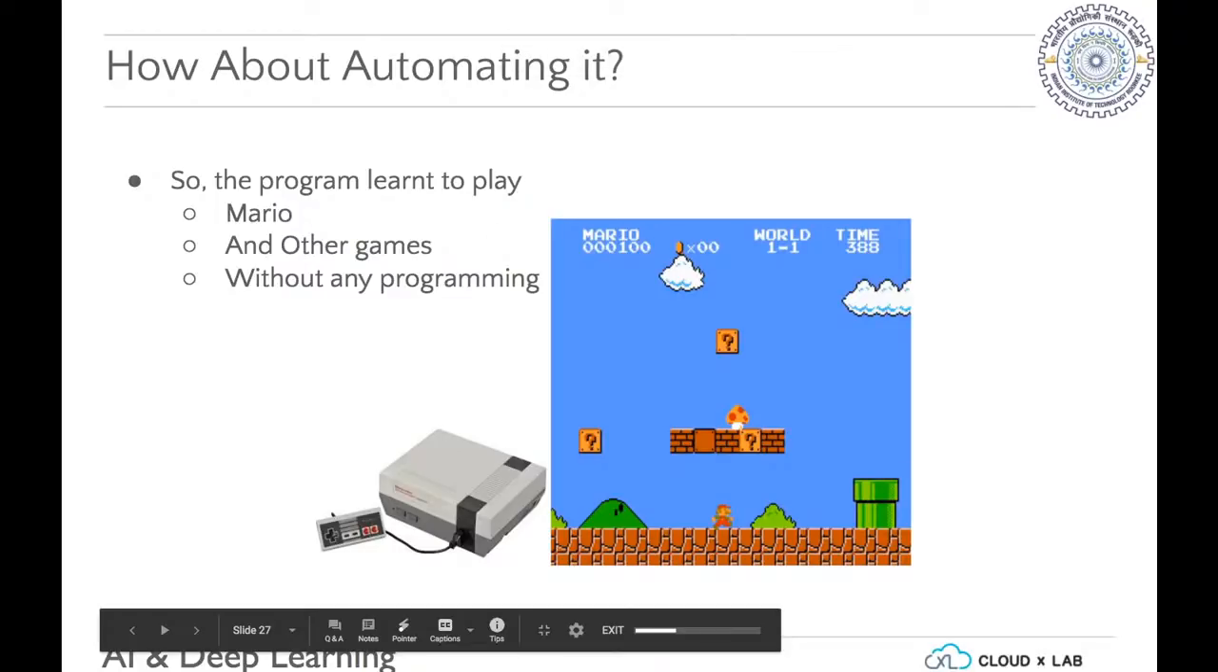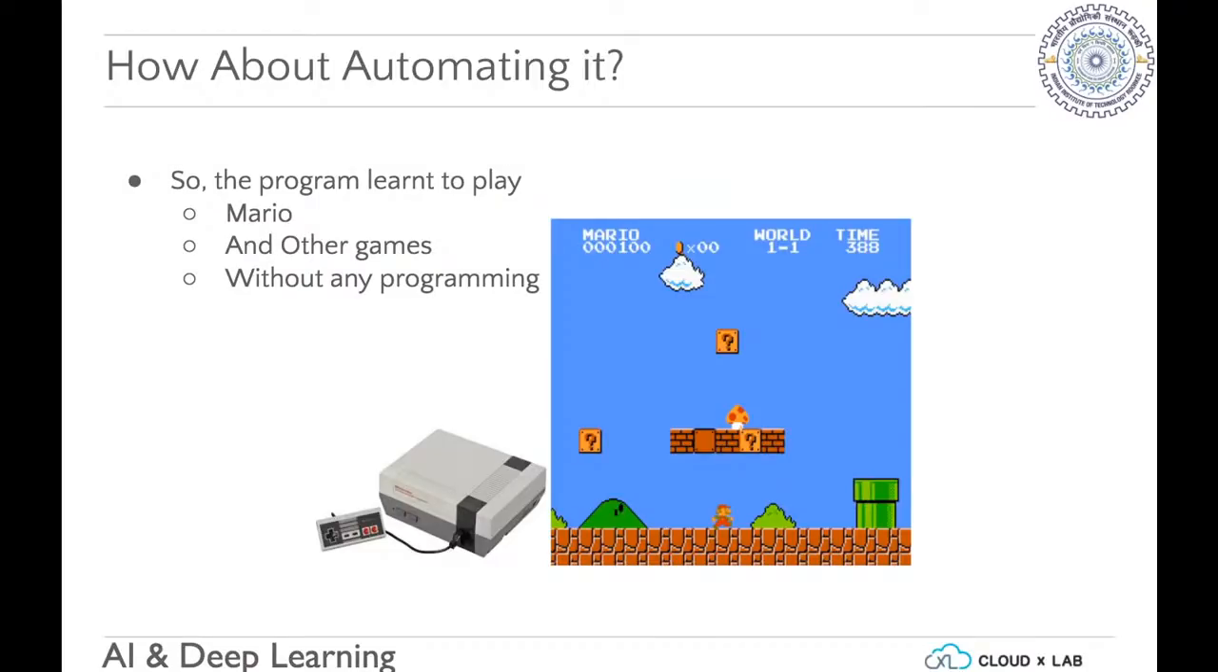All right, so this is what we did, and what we showed you was that the program, or the computer, or the algorithm learned to play Mario and other games without any programming. We did not teach it what is falling, what is rising, what is moving. We just told it, do whatever you can to win the score. Maximize your score, whatever the possibility.